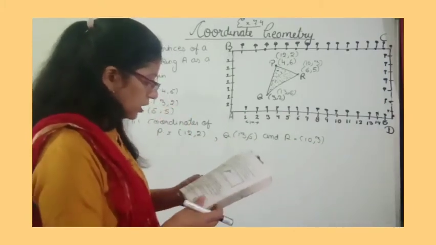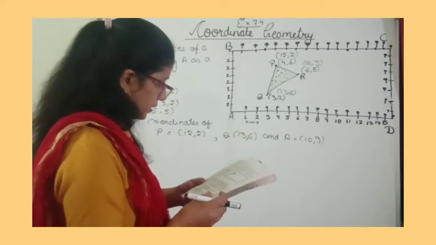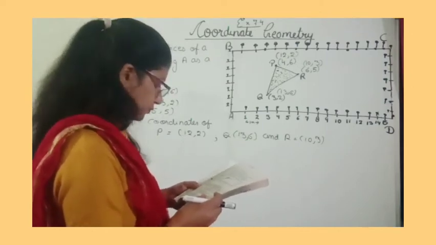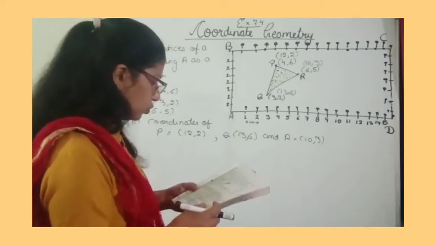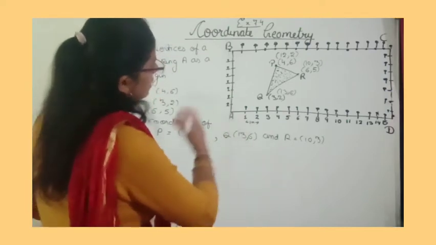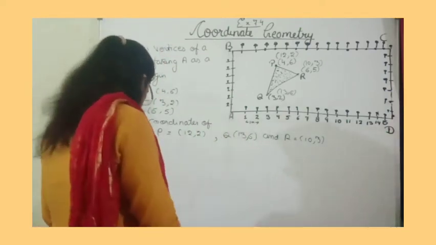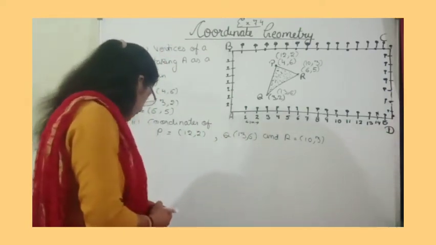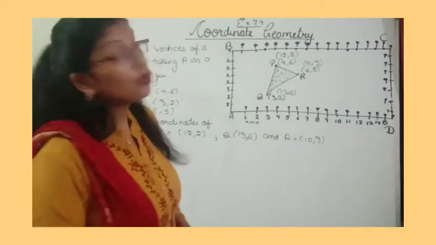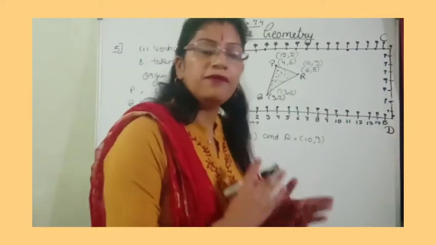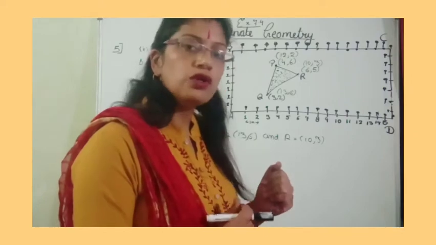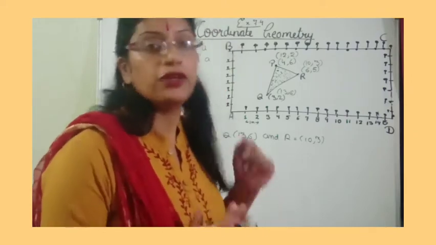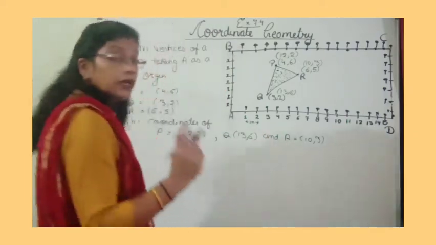Also calculate the area of the triangle. In these cases, what do you observe? So in both cases we have to observe the area of the triangle. Okay, so you have to find the area of the triangle. We have done this in a previous video also. What is the formula of the area of a triangle?